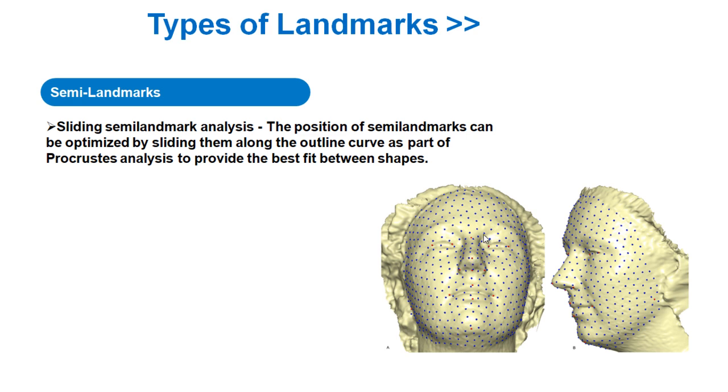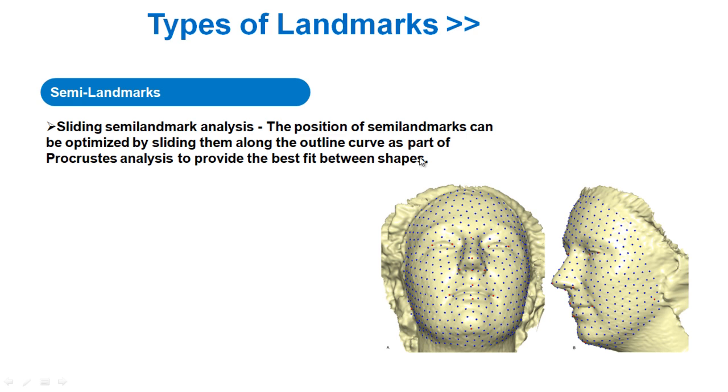We have two images here. They are the same image, but the semi-landmarks are slid on the surface of this particular specimen. You can see there are many points here. All those points you are seeing in blue are semi-landmarks, sliding semi-landmarks, while the red ones are the anatomical landmarks.